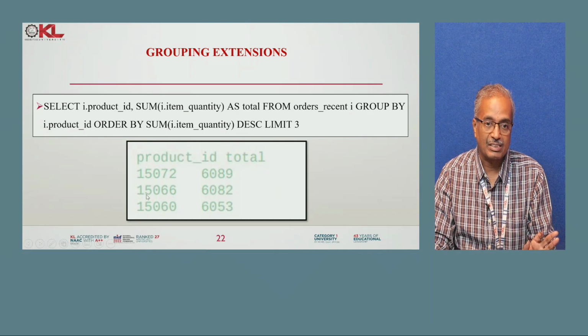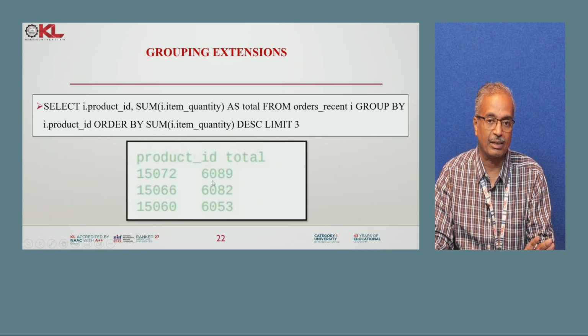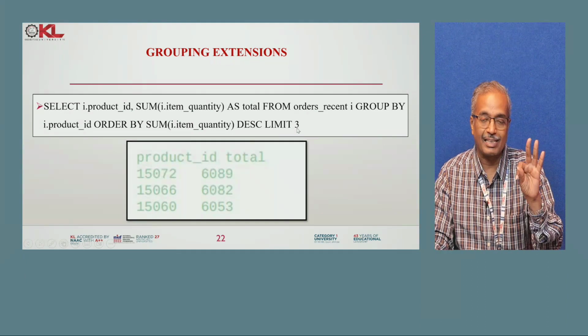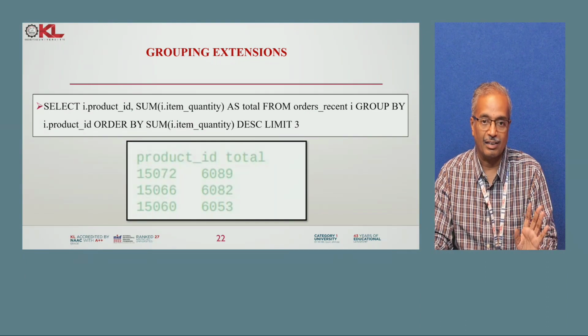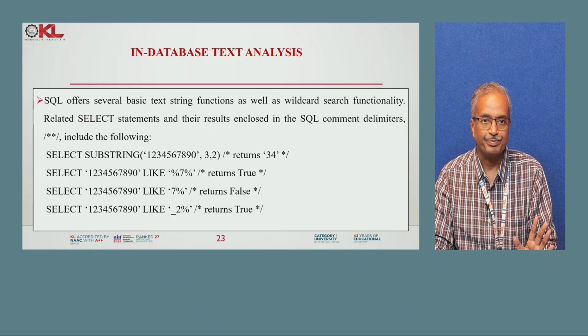For example, here 150/72 is the product ID, and its sum is 60/89. This is how many people purchased or ordered it, whatever it may be. Similarly, 150/66 and 150/60, because the limit we have mentioned here is 3. 3 stands for only 3 records being displayed, I mean 3 outputs you are seeing.